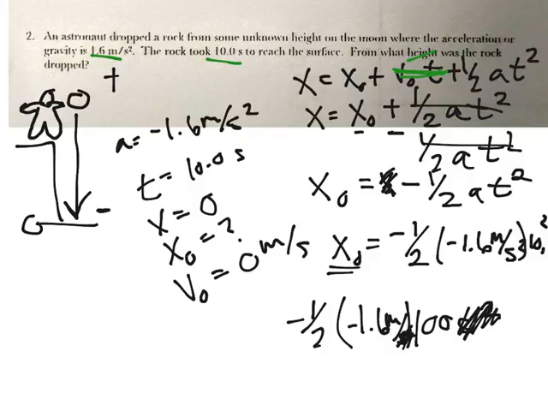So now we have 100 times negative 1.6 times 1/2. Stick it all in your calculator, and if you multiply them all together, you get a nice clean 80 meters.